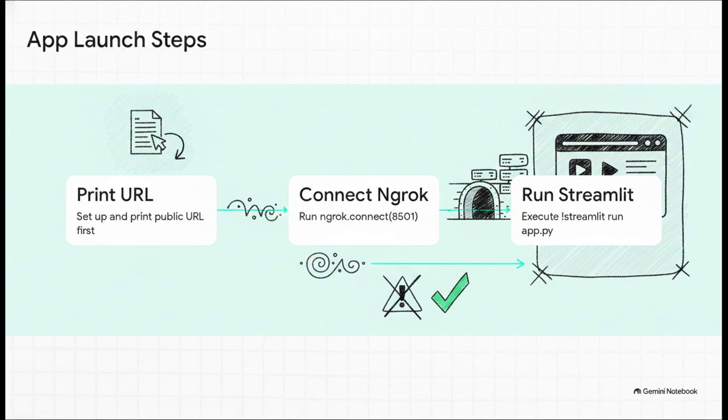Why? Well, because that Streamlit run command essentially locks the cell into a continuous, infinite loop to keep the web server alive. Any code placed after that command is never going to execute, because the cell is just hanging indefinitely. If you print the URL last, you might literally never see it.